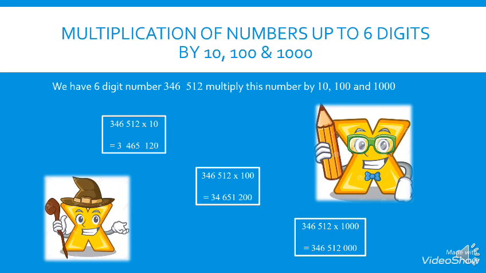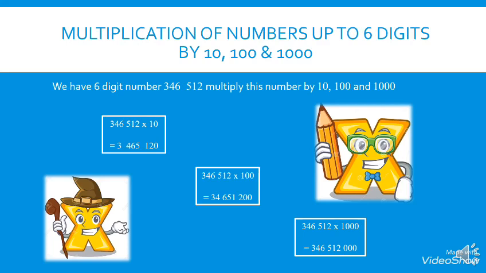Let us see what happens when we multiply a 6 digit number by 10, 100 and 1000. In example, we have a 6 digit number, 346,512. We multiply this number by 10, 100 and 1000 and let's see the results. When we multiply 346,512 with 10, the answer is 3,465,120.